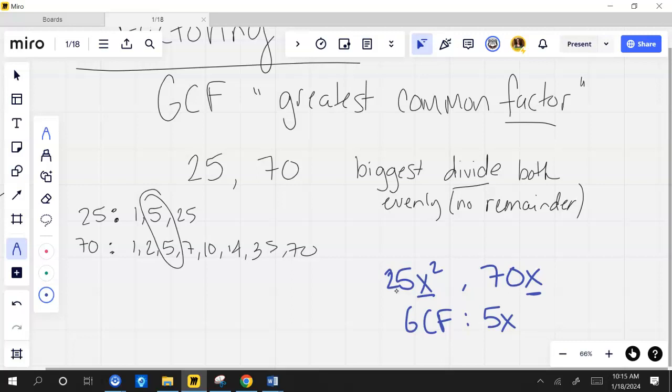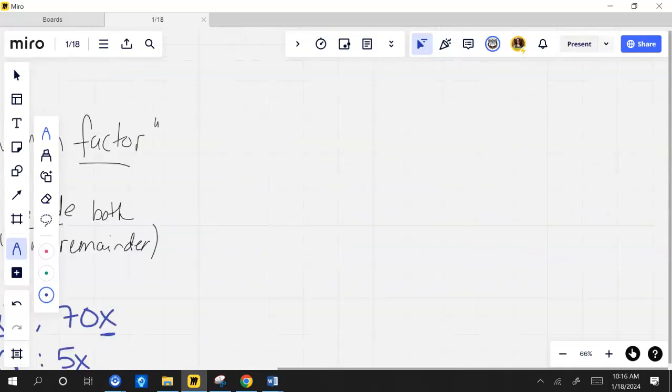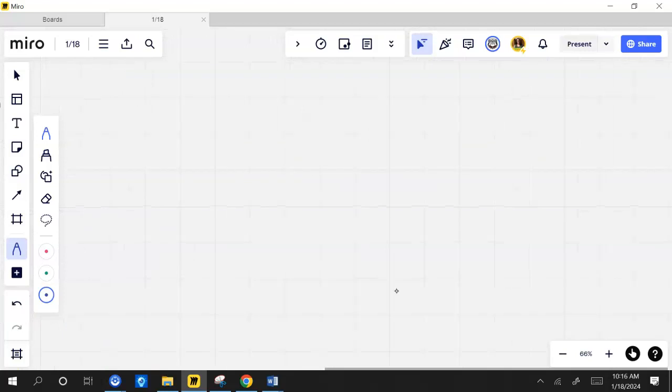Does everybody understand the concept of GCF? I know that goes way back to prior to Algebra 1, but I just want to make sure. That's the key to factoring, being able to find a GCF. Everybody okay? All right. Let me then show you. Here's what we're going to do. Again, still not factoring.